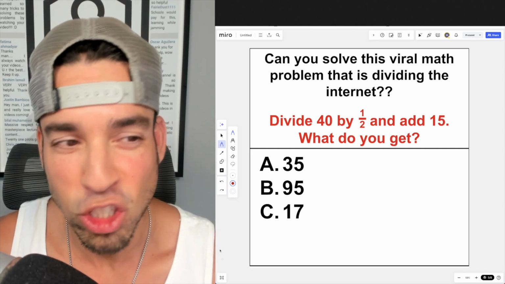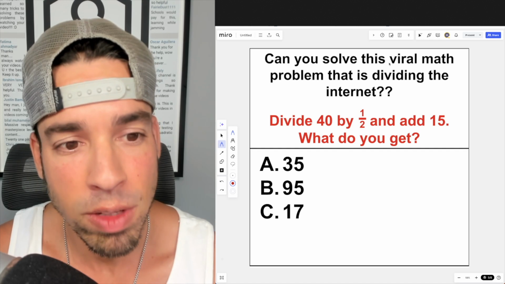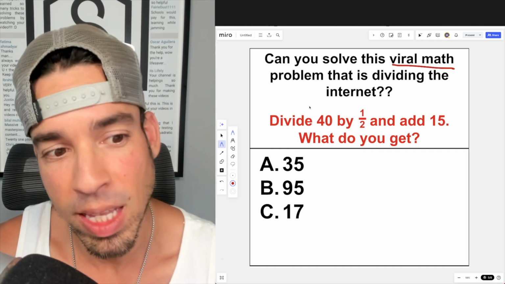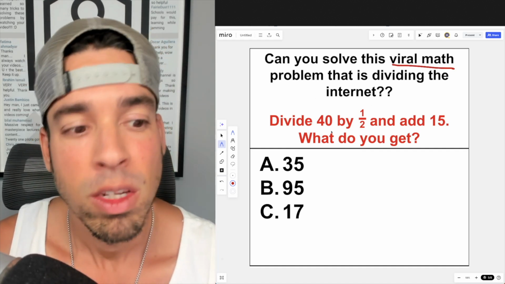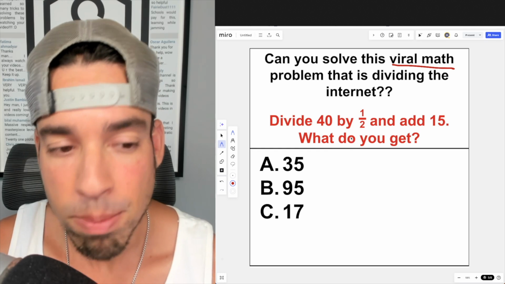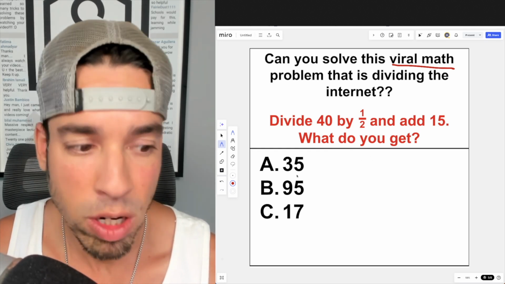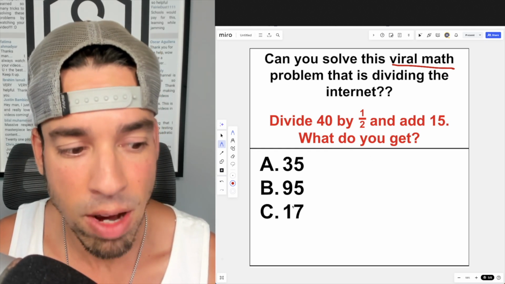In this one, the question is as follows. Can you solve this viral math problem that is dividing the internet? Divide 40 by 1/2 and add 15. What do you get? It's either 35, 95, or 17.